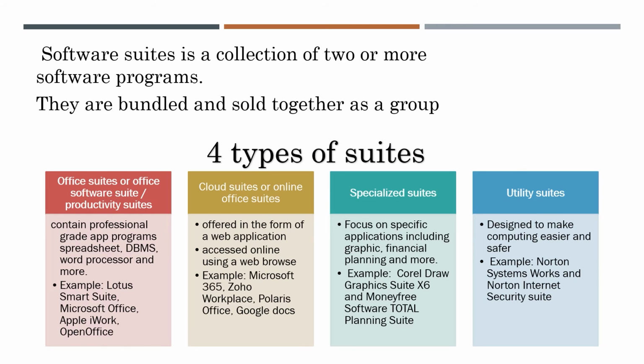A software suite is a collection of two or more software programs that are bundled and sold together as a group. There are four types of software suite. Firstly, the Office suite or Productivity suite. This suite contains professional-grade application programs like spreadsheet, database management system (DBMS), word processor, and more. Examples of this Office suite are Microsoft Office and Lotus SmartSuite. Secondly, the Cloud suite or Online Office suite. This suite is offered in the form of a web application and can be accessed online using a web browser. Examples of this suite are Microsoft 365, Zoho Workplace, and Google Docs.